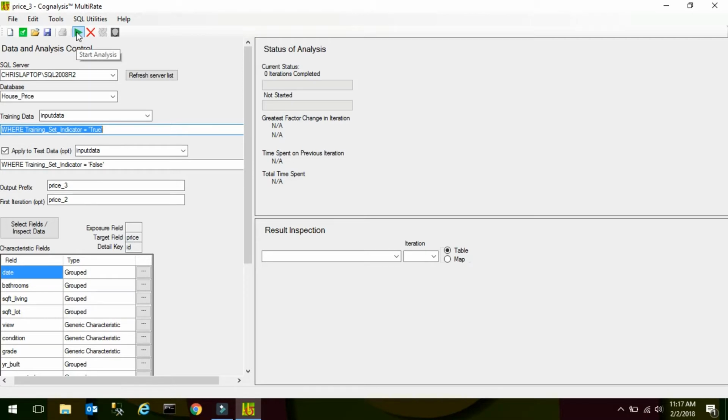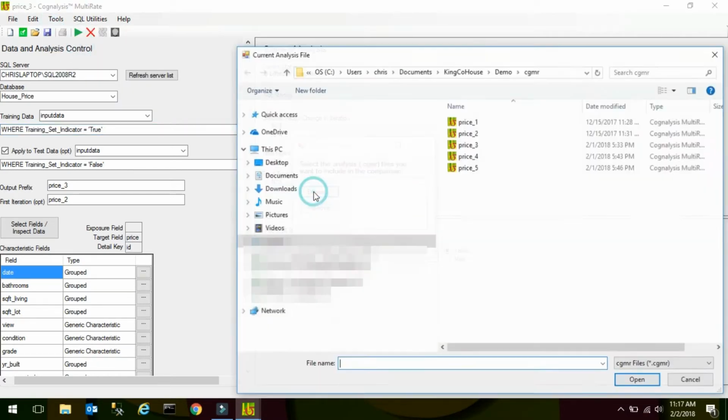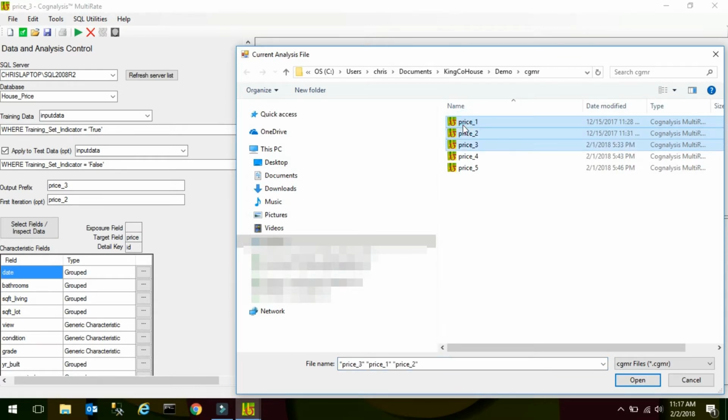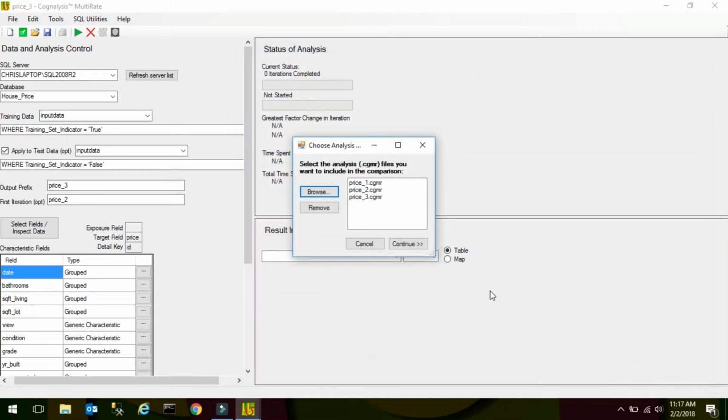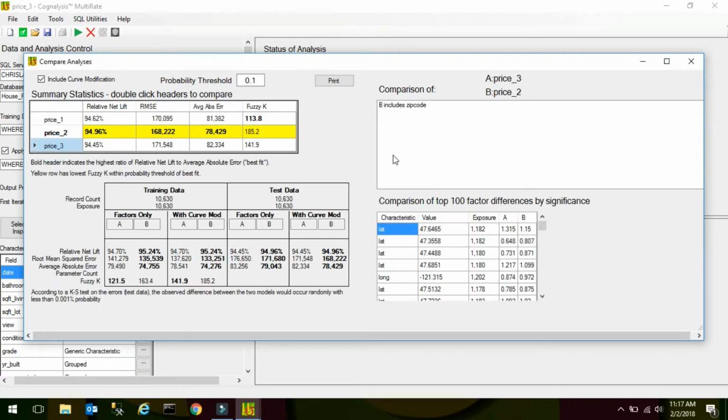Then we can press the Start Analysis button here to kick that off, but I've already done that. I've already created that model actually, so we're just going to compare that directly, and we'll see what that comparison shows. So between price 2 and price 3, the only difference is that price 2 includes zip code. We can compare how it does on a number of different statistics, training data or test data.